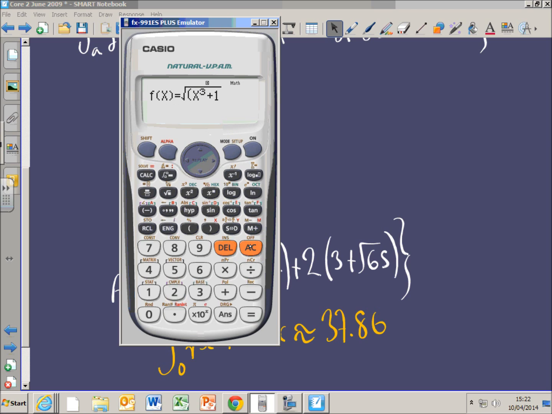Is it because I'm not closing the brackets? Let's try that again. Equals. Start at 0, finish at 6.